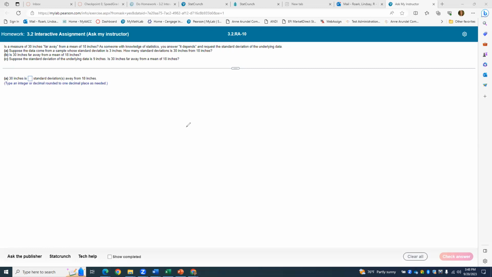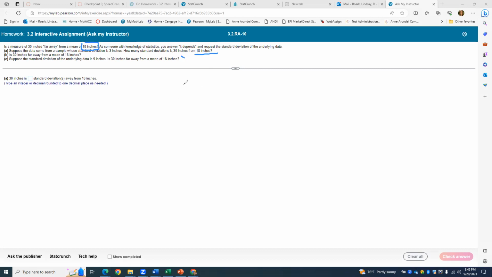Okay, so this question says, is a measure of 30 inches, quote, far away from a mean of 18 inches? As someone with knowledge of statistics, you answer, it depends, and request the standard deviation of the underlying data. All right, so that's a little contrived, but whatever, we'll go with it. Long story short, we find out that from this data, the mean is 18.